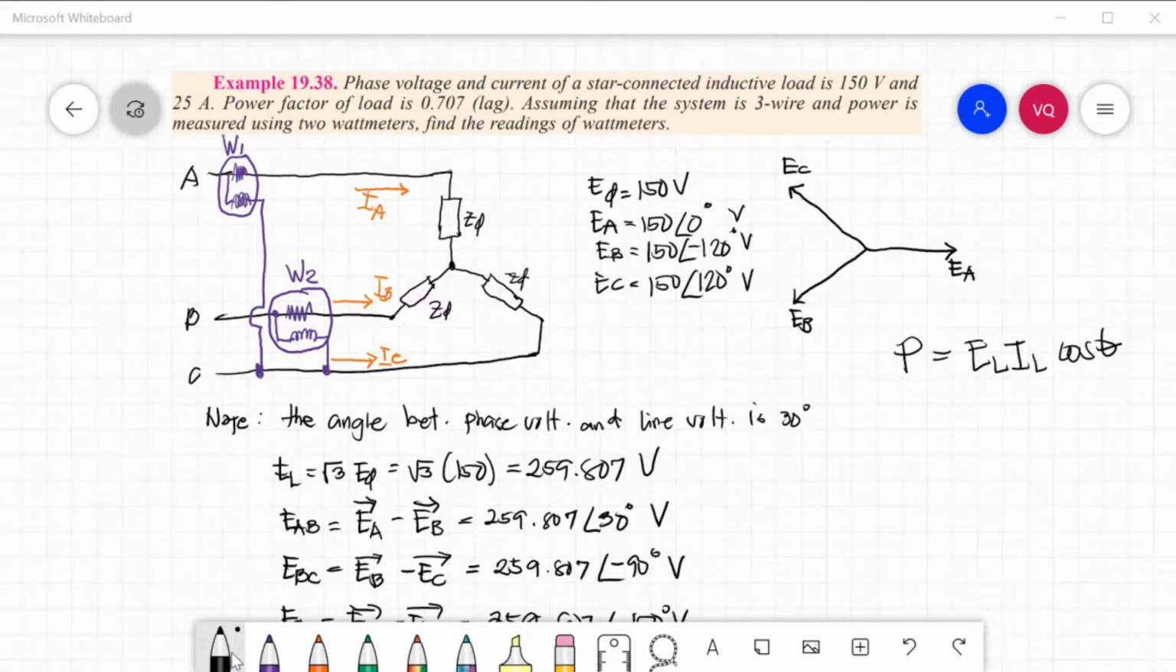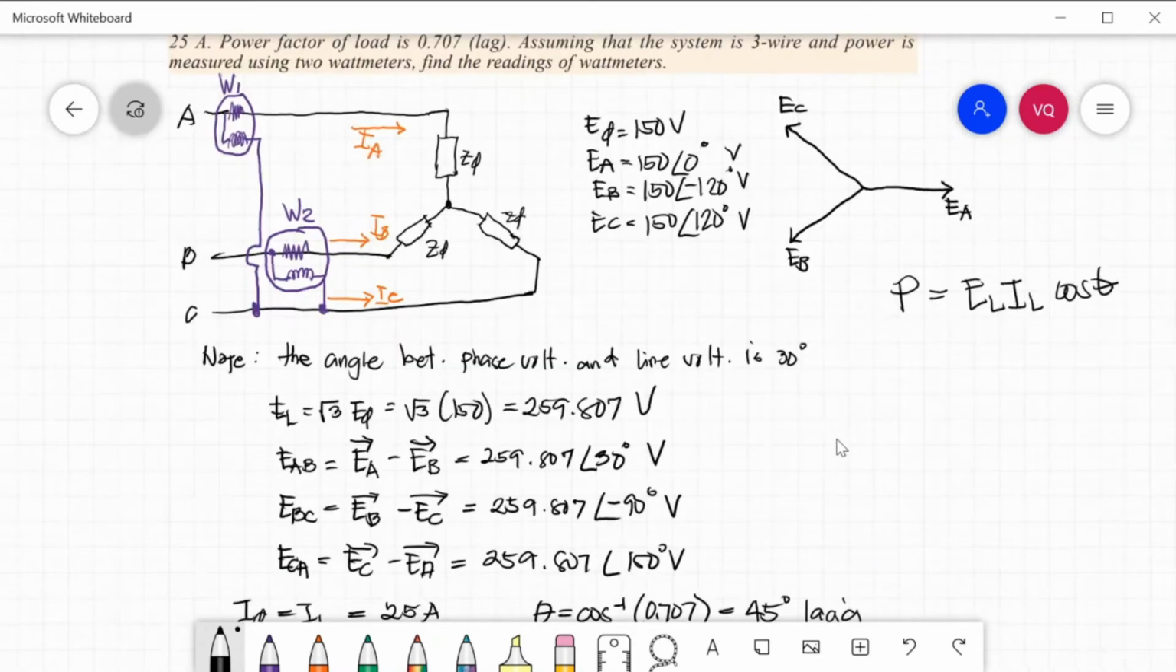From there, our EA, EB, and EC are the following. EA is 150 angle 0 from our reference. EB is 150 angle negative 120 volts. And EC is 150 angle positive 120. So here we need the line voltage for us to compute the power. So, we need to first solve or get the line voltage parameters.